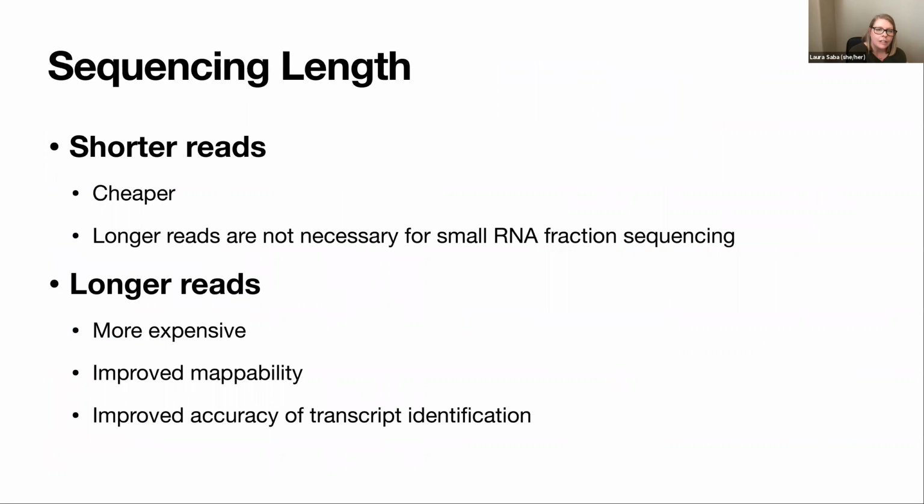One of the next choices that you always get is sequencing length. Again, the longer you get, the more expensive it gets. And with some of the cores, some of the machines, you just get 150 and you don't get a choice. But in general, longer reads tend to improve mappability and improve accuracy of transcript identification. But when you're doing that small RNA fraction, these longer reads are definitely overkill because you're really only interested in that 30 base pair region that you were targeting.